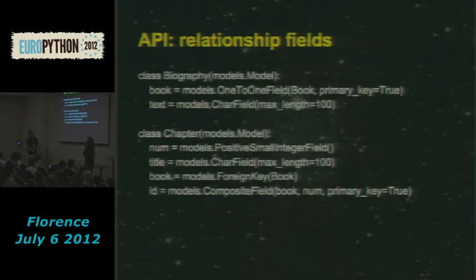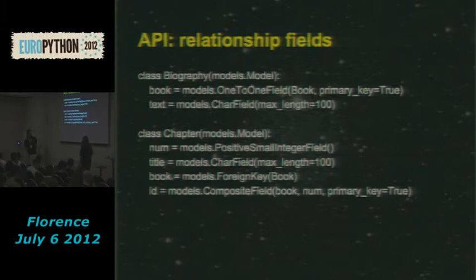Okay, a couple more examples. The biography model contains a one-to-one field pointing to a book, and this one-to-one field is a primary key itself. So here we have two things combined together. The one-to-one field is in fact a composite field, and it's a primary key as well. So this should work.